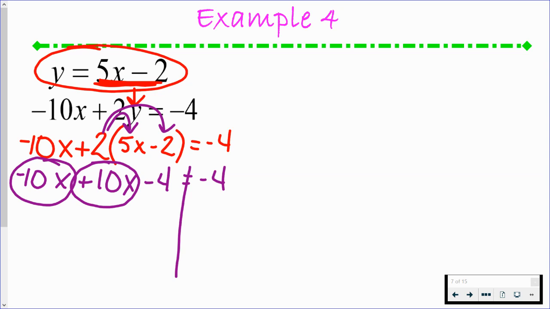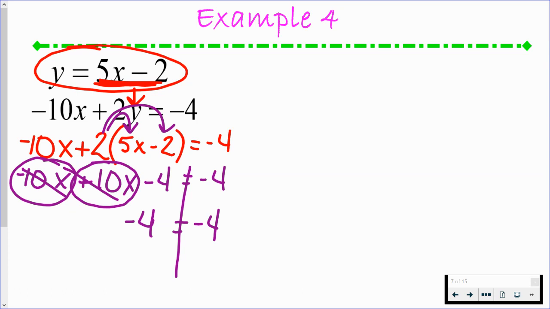Now when I do negative 10x plus 10x, so negative 10 plus 10, what I'm going to notice is those actually cancel themselves out. So now I'm left with negative 4 equals negative 4. Guess what? It's a special type of solution.